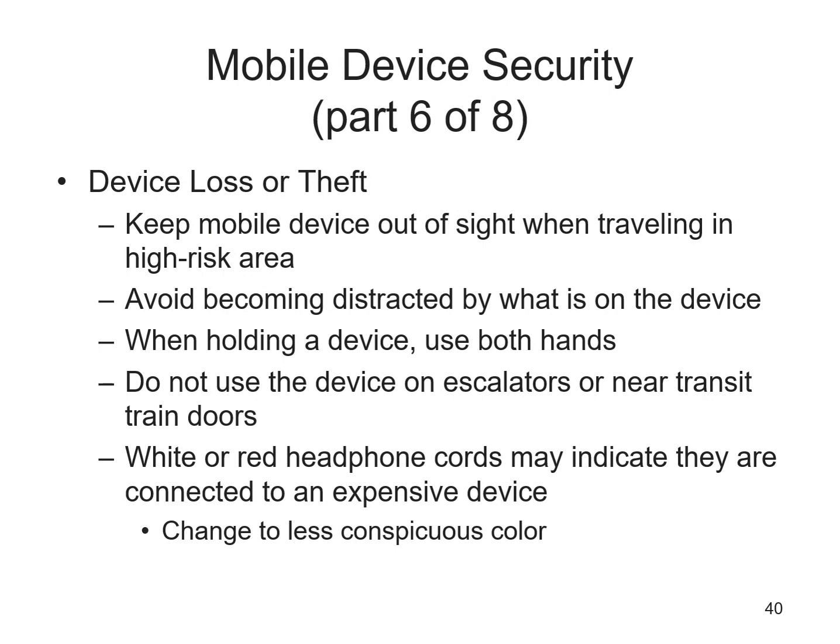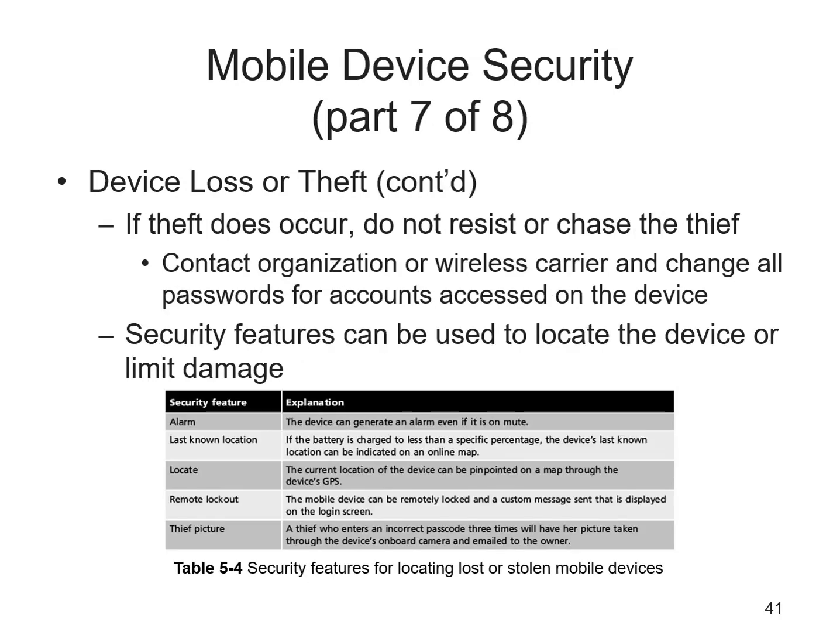White or red headphone cords may indicate they are connected to an expensive device. So change to a less conspicuous color, which would not attract people, because if they look at it as white or red, they might think that it is quite expensive, because the iPhone products are usually white in color, and JBL and stuff like that, their headphones come in red. So that's just a tip, just to be careful on that.